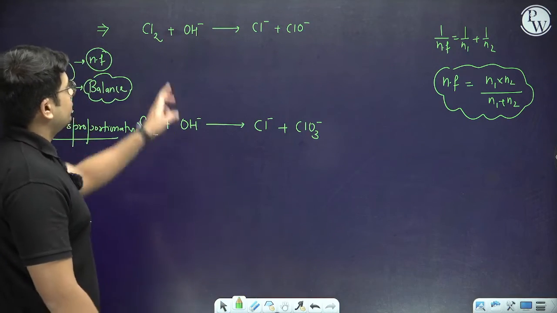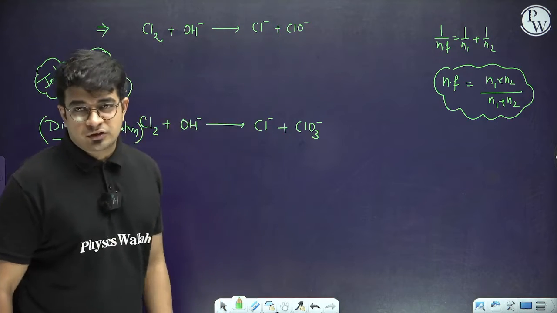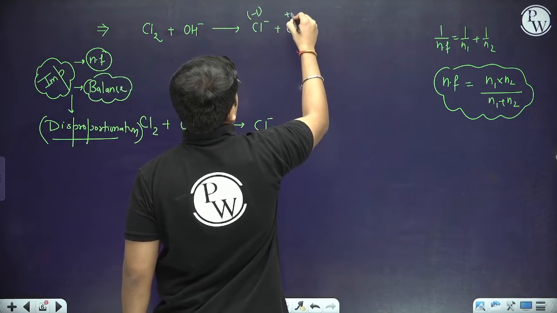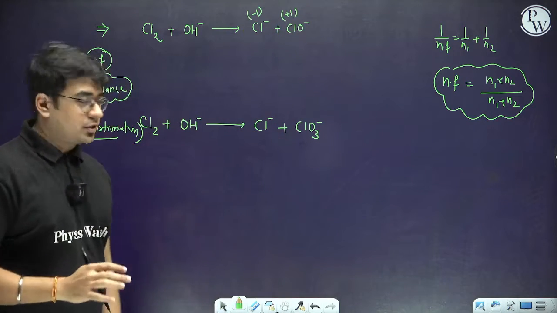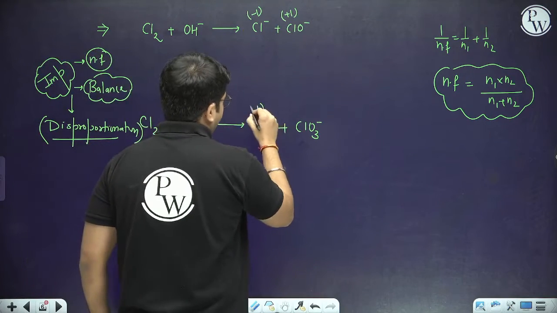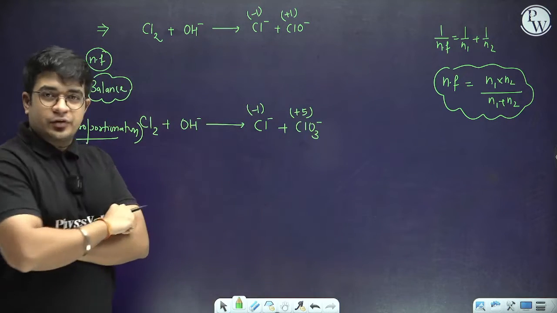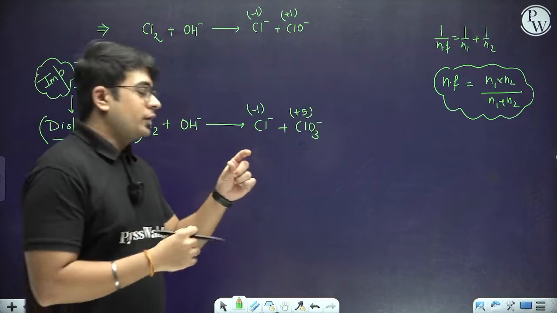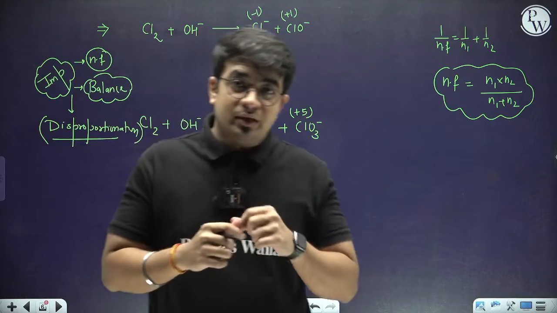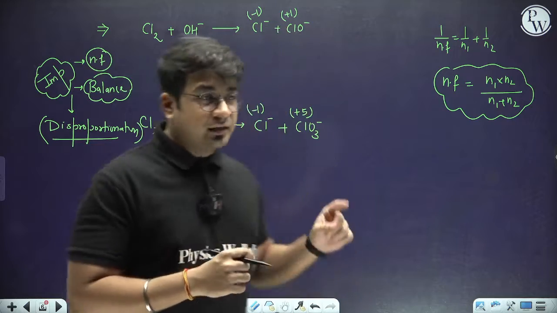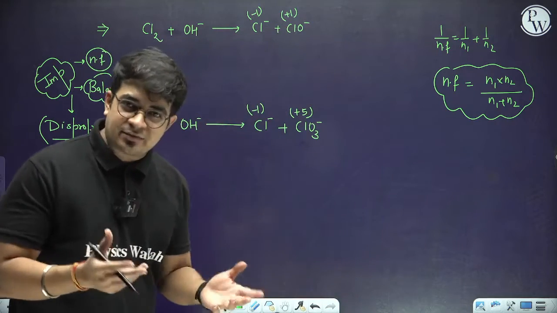But again, you see that one species is changing into two different oxidation states. In this case it is -1, and in this case it is +1. In this case it is -1, and in this case it is +5. So how to deal with these types of reactions? If you remember, in the oxidation number method, on the reactant side you need one oxidizing agent and one reducing agent. This species itself is the oxidizing as well as reducing agent.